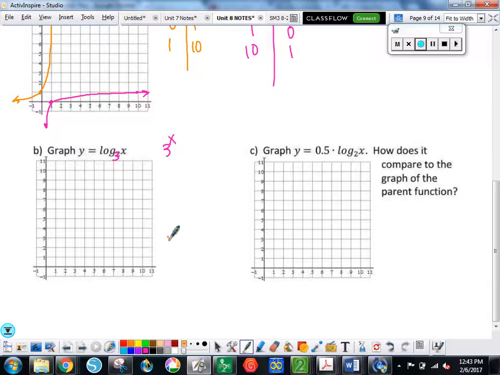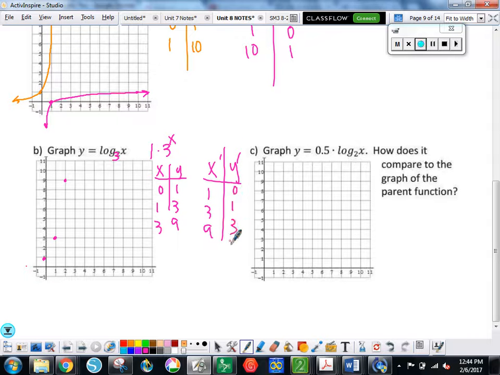So if I'm graphing that one, my starting value is 1. To get to my next point, multiply that by 3. To get to my next point, 9. And it will look something like this. Except I don't care about those points, right? I care about the inverse of those points. So if this is my xy, we said 0, 1, 1, 3, and 3, 9. What would the inverse be? 1, 0, 3, 1, and 9, 2. So yeah, those points are there.